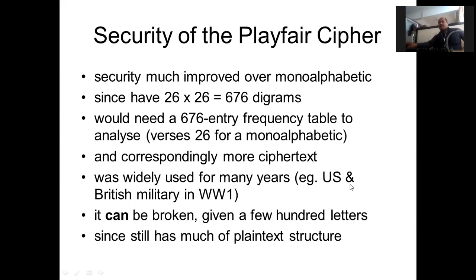For example, the US and the British military used it in World War One. Then you can imagine how old it is. And it can be broken given a few hundred letters, since it still has much of the plain text structure.